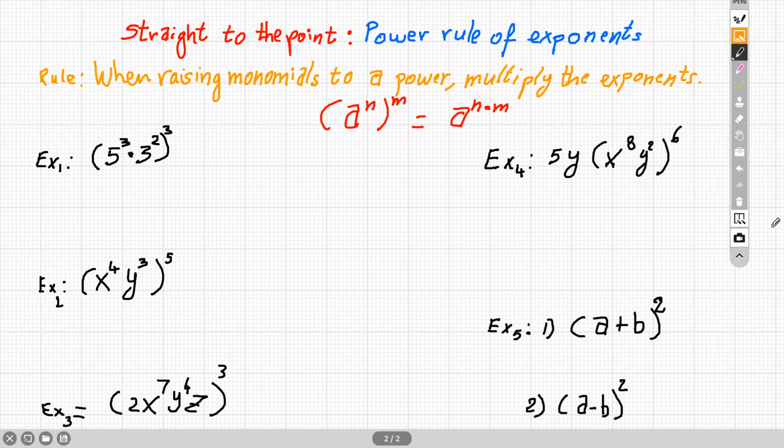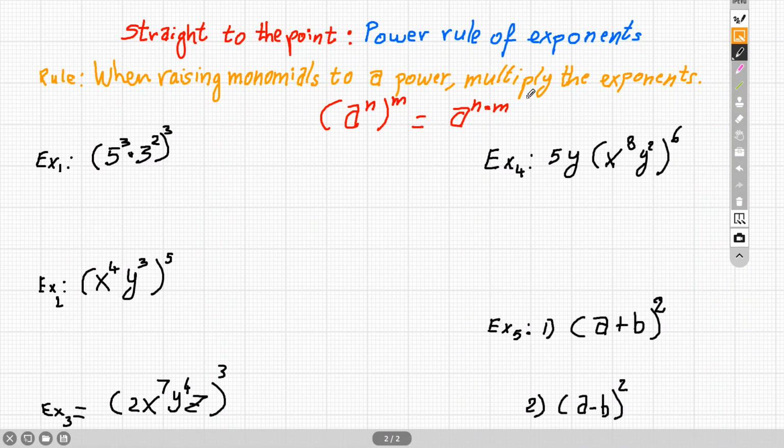This video is about the power rule of exponent. The rule goes as follows. When raising monomials to a power, multiply the exponents. That's the rule as written algebraically: a to the power of n, raised to a power of m, is equal to a to the power of n times m, right? So when you have a power raised to another power, you just multiply the exponent.